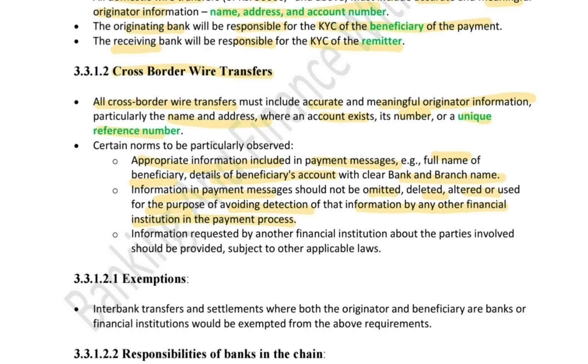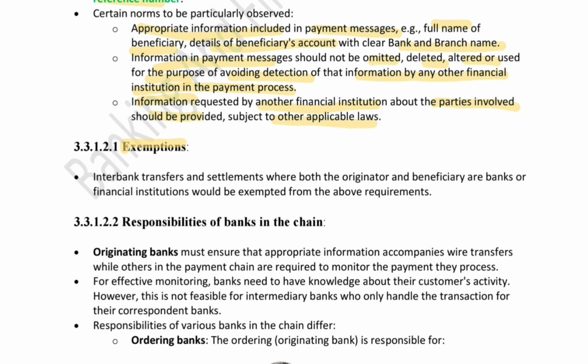So if the customer has given some details or information in the payment messages, that should not be omitted by any of the regulated entities in between the payment process. Then the information requested by another financial institution about the parties involved should be provided subject to applicable laws. Some exemptions are there. Interbank transfers and settlements where both the originator and beneficiaries are banks or financial institutions would be exempted from the above requirements.